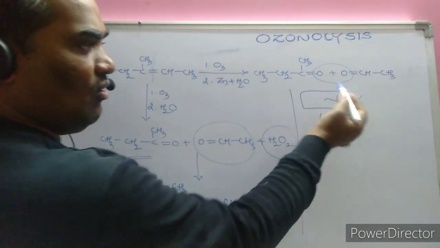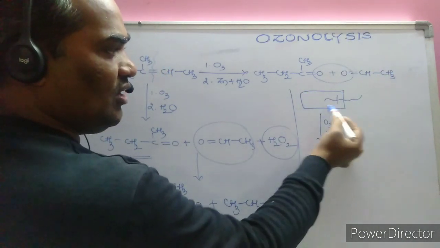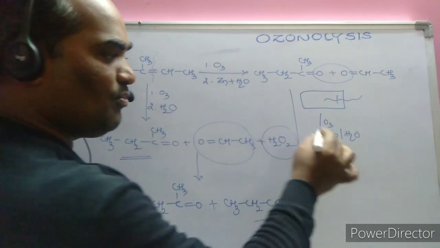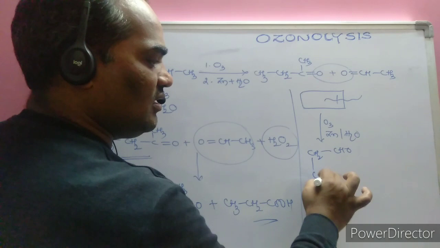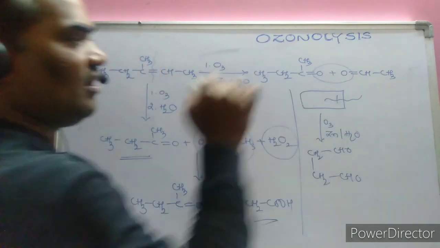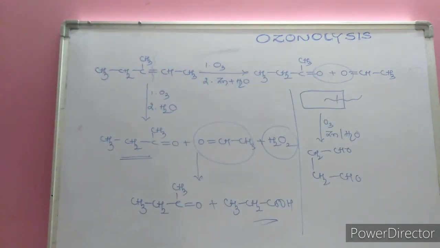Break the bond. How many carbons? 1, 2, 3, 4. 1,4-butanediol is the formed one. Here is the CH2, here is the CH2 and CHO. Like this, we represent the product in the ozonolysis reaction. One is oxidative ozonolysis, another is reductive ozonolysis.